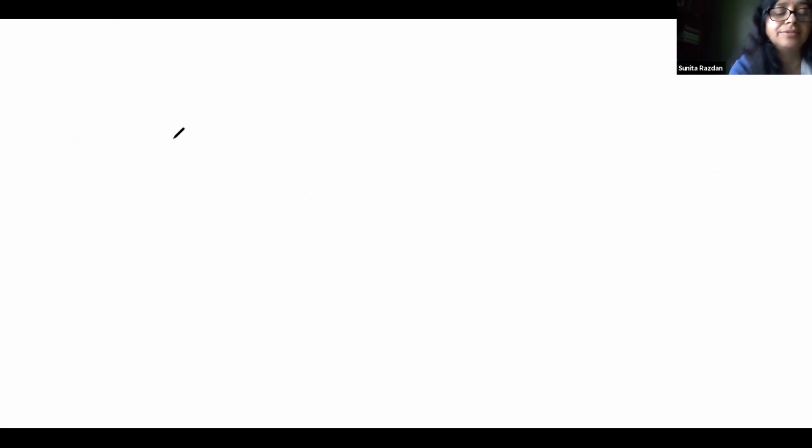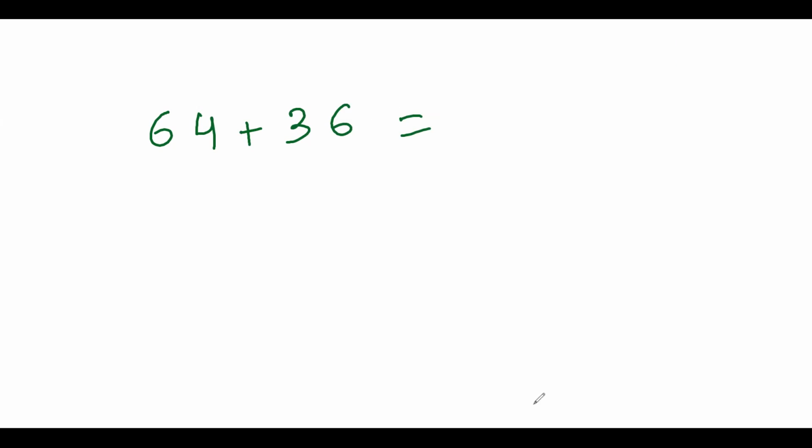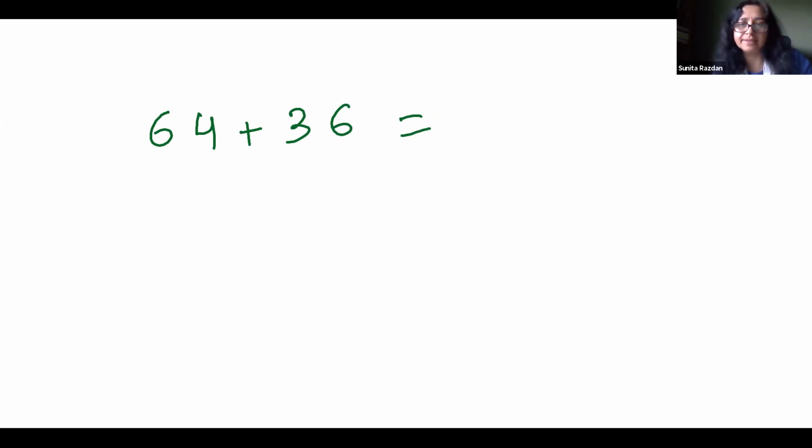If we add, for example, 64 plus 36, because Shlok is in the first grade, I want Shlok to tell me how he will add this. You have to do the ones place and tens place. First you put 64 on top, then 36 below, then you put a plus, then you just write the answer.